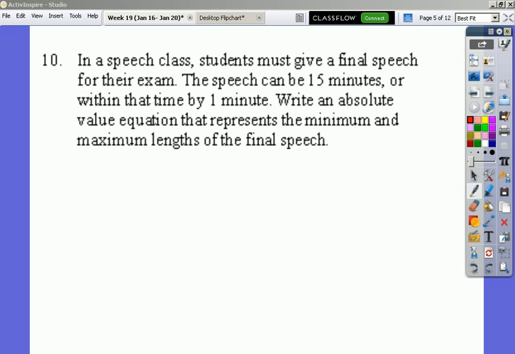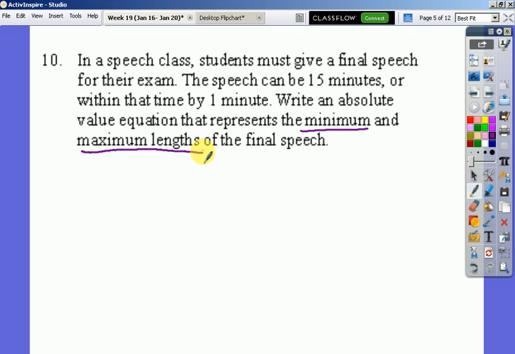That's okay though. It says, in a speech class, students must give a final speech for their exam. The speech can be 15 minutes or within that time by 1 minute. Write an absolute value equation that represents the minimum and maximum length of the final speech. Here's how you would approach this. You want to think about the minimum and maximum times. So anytime you think about something that talks about the minimum and maximum and absolute value, you want to go ahead and write down what those minimum and maximum values are.